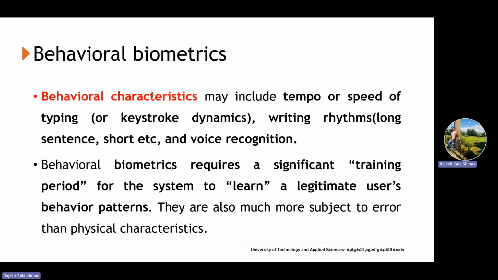For that, there are different machine learning algorithms, and based on those we train them. One example is Teachable Machine. Using that AI tool, we can give input data to the machine, and the machine will learn the user inputs. Then you train that machine, and finally we can verify. So behavioral characteristics include the tempo or speed of typing, writing rhythms, and voice recognition.